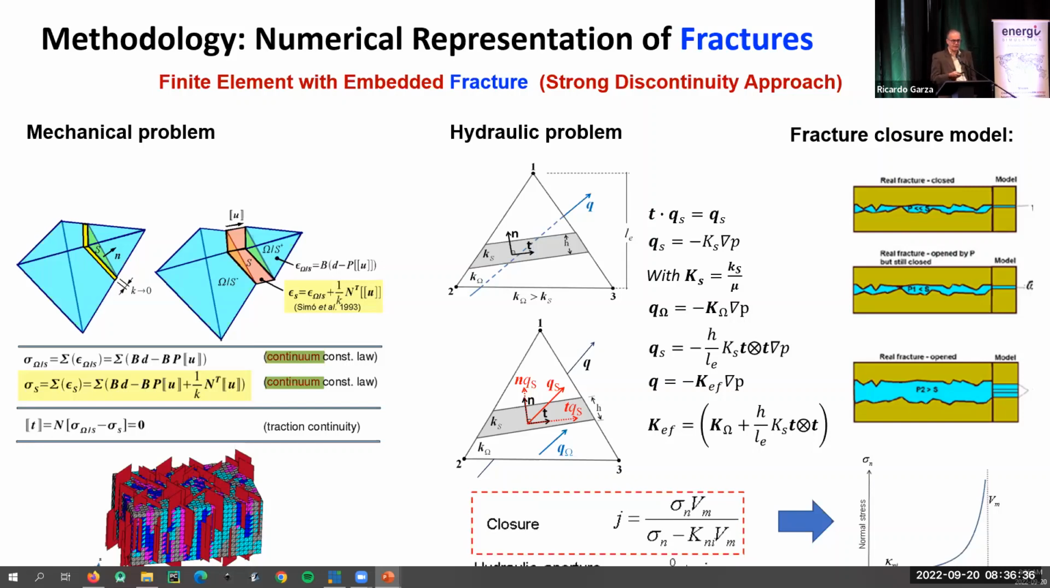For the work that I'm going to present, we use the finite element method embedded with fractures, with the strong discontinuity approach. In this approach, we map a fracture inside the finite element, where we have a jump in the displacement field, which is the fracture aperture. We consider a constitutive model for the fracture and another constitutive model for the rock, and the equilibrium is established by the traction continuity.